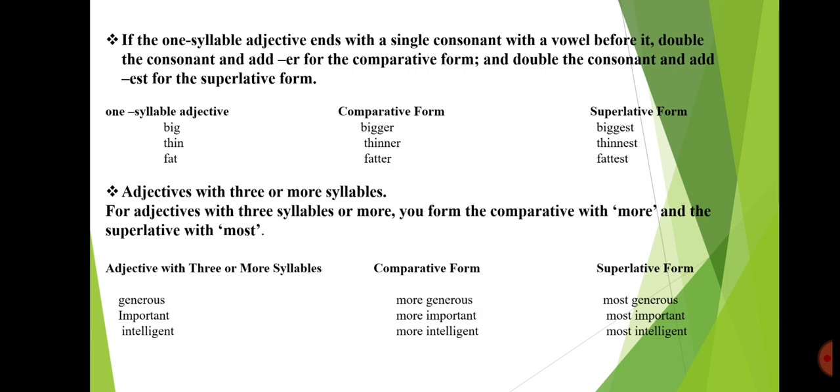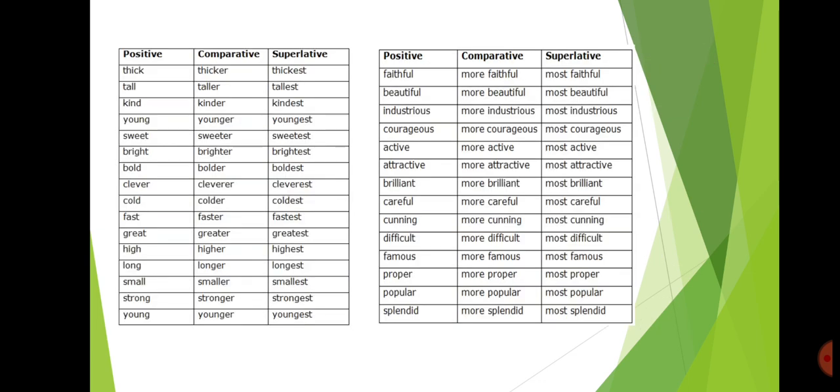Just have a look at the examples with the adjectives with three or more syllables, that is generous, comparative form, more generous, superlative form, most generous; important, more important, most important; intelligent, more intelligent, most intelligent. Here is a list of positive, comparative, and superlative degrees of adjectives for your reference. You can copy them down in your rough notebook or a page to learn them or refer to them.